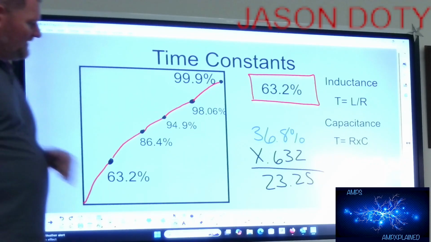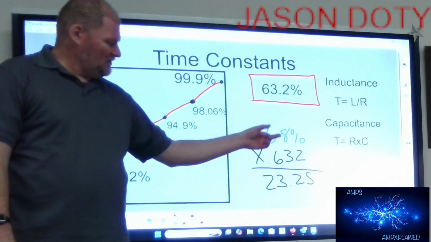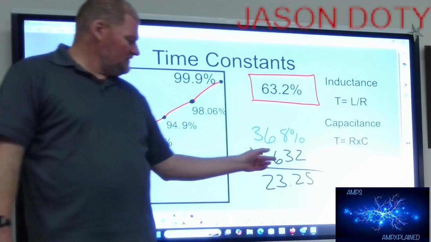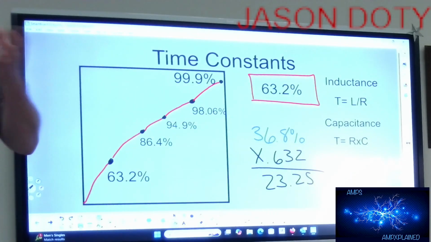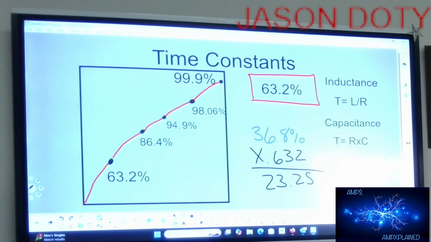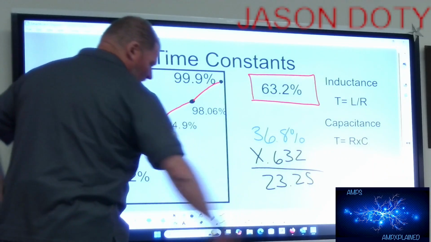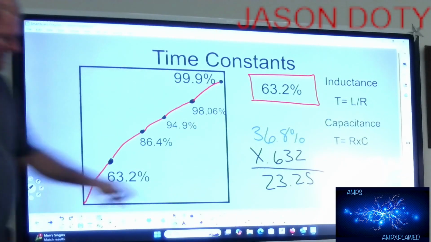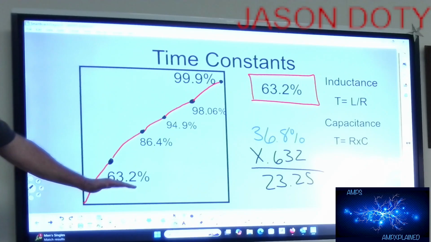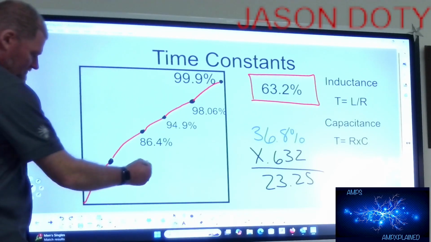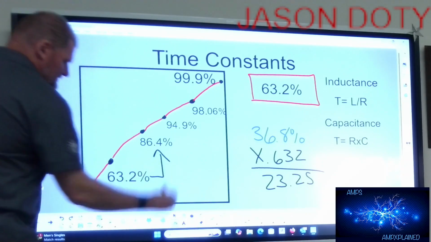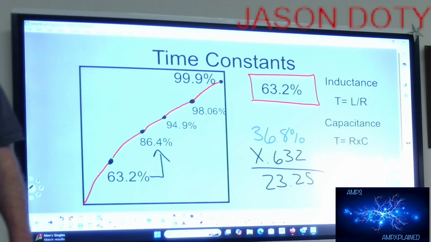If we multiply 36.8% by 0.632, because again, the 36.8% is the whole, we find out that we get a value of 23.25. We take our 23.25, we add it to 63.2%, and we get 86.4%. A lot closer to that 100 mark.